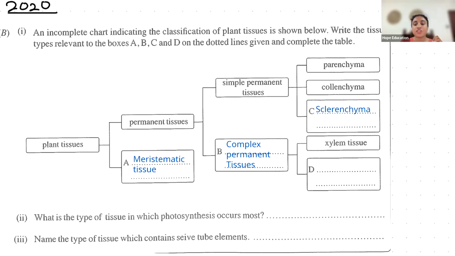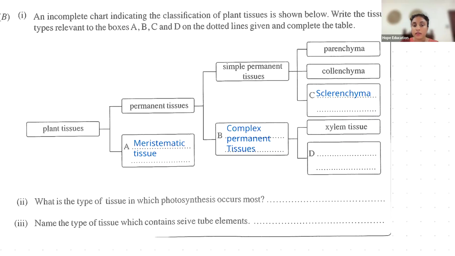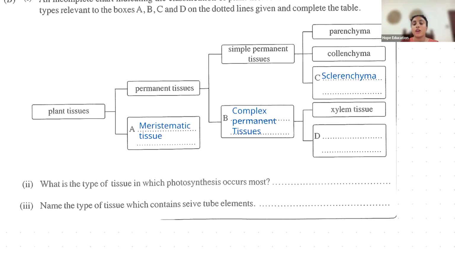Then complex permanent tissues, there are 2 types, xylem and what is D? Phloem.